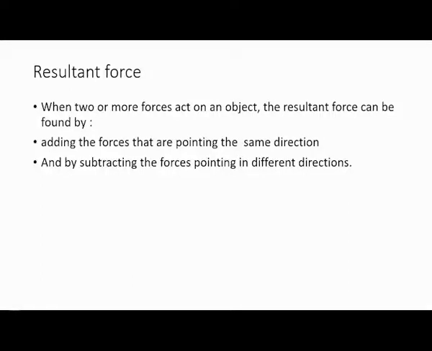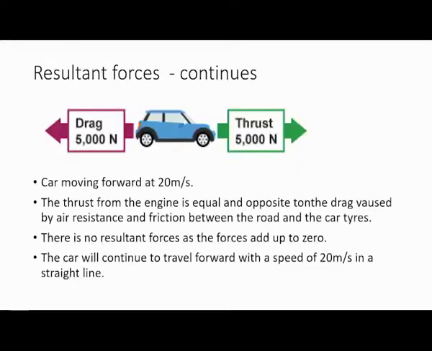Resultant force can be calculated in two ways. When the two forces are pointing in the same direction, the resultant force is calculated by adding the two forces together. When the forces are pointing in different directions, the resultant force is calculated by subtracting the smaller force from the larger force. There we have a diagram that shows two forces acting in different directions.